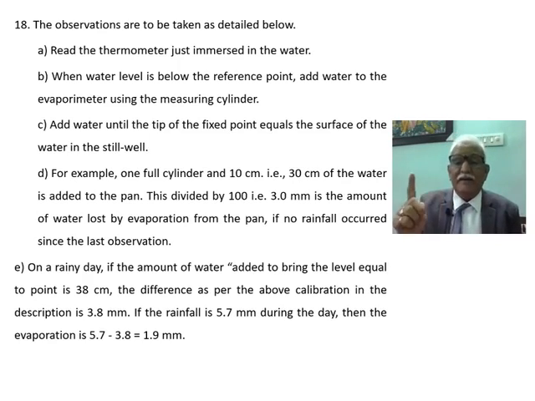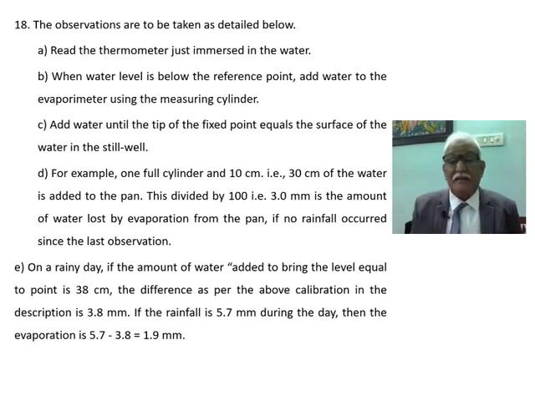Yesterday at 8:30 you kept it. Now today at 8:30 you have gone there. So you have added one cylinder and 10 centimeters. Now divide this by 100. That means 300 mm divided by 100, so 3 mm is the amount of water lost by evaporation from the pan, if no rainfall occurred since the last observation yesterday.